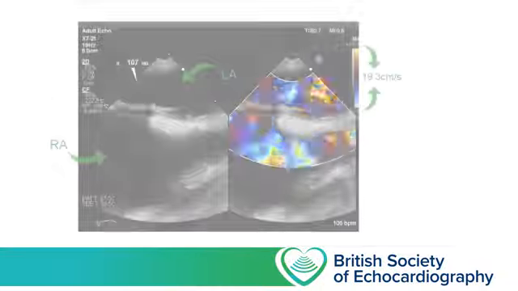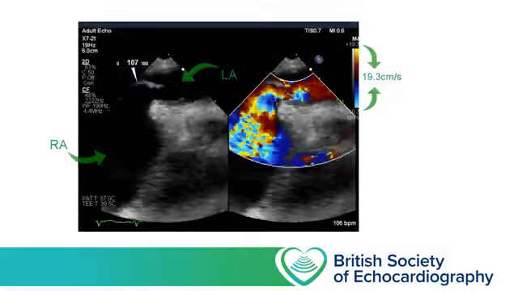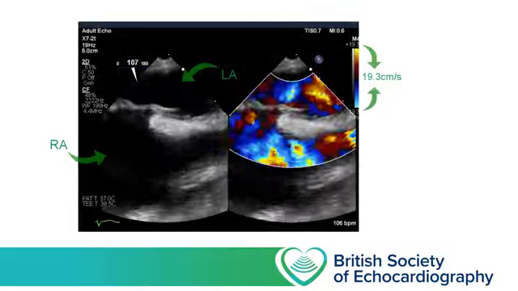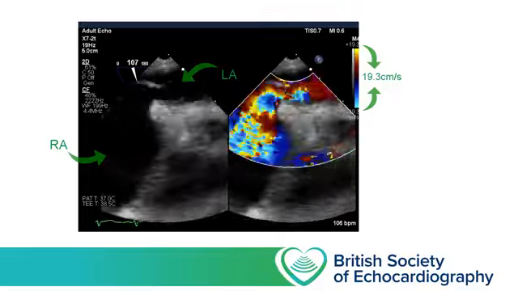Whilst we can't turn the scale up beyond the Nyquist limit, we can decrease the portion of the scale that we're using if we're looking for particularly slow flow. Now in focused echo we rarely have to do this, but you should be aware that it is possible.